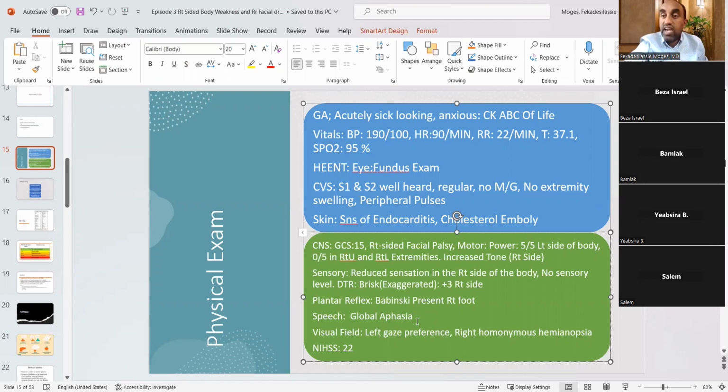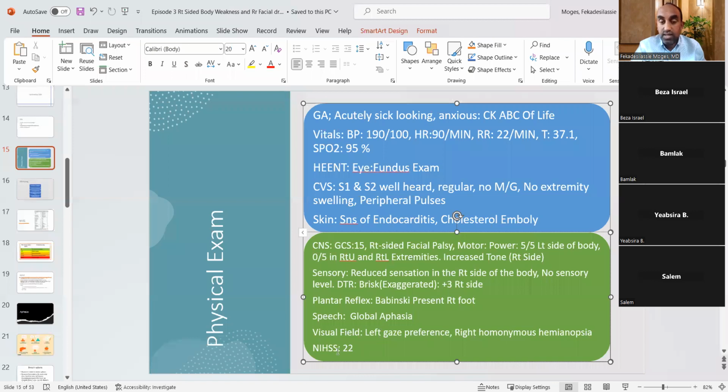Have you ever heard of NIH? NIH means National Institutes of Health. It's a very big research center. I think it's federally funded. It's a very big, prestigious institution in the US. So the NIH stroke scale is 22.